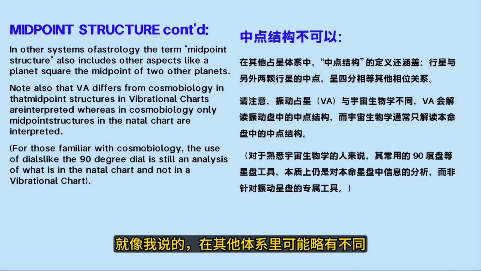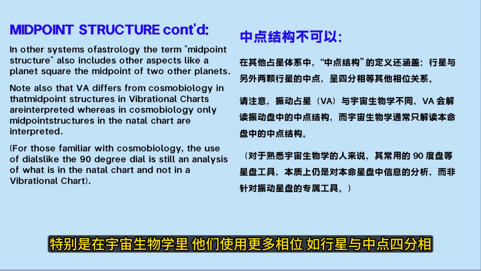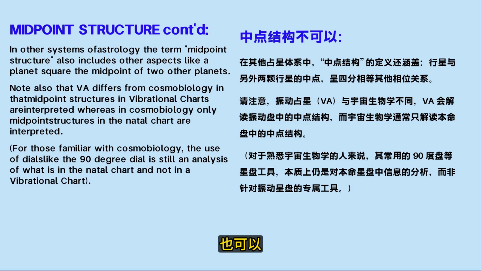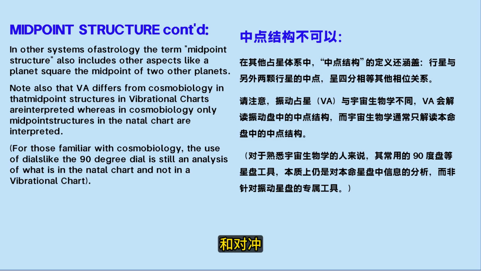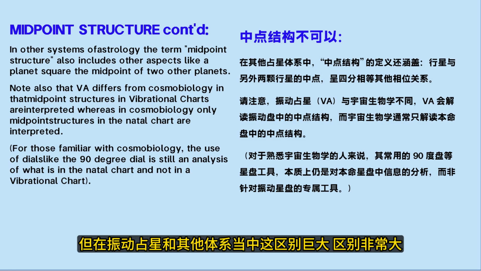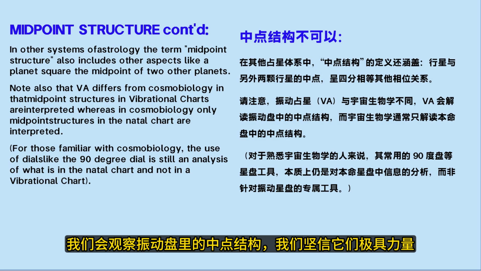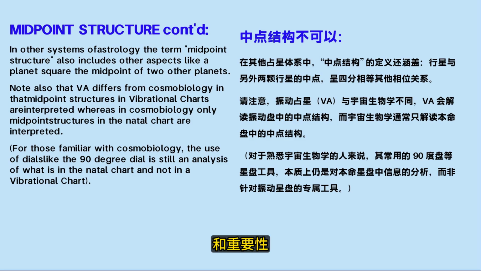And like I said, in other systems, it can be a little different. Specifically in cosmobiology, they use other aspects. They'll use a planet square the midpoint of 2 other planets, as well as semi-square or sesquiquadrat. And in Uranian astrology, they use even more aspects. But we use only conjunction and opposition in VA. But this is huge. This is an enormous difference from those other systems. In VA, we look at midpoint structures in vibrational charts. We believe that they are extremely powerful and important.